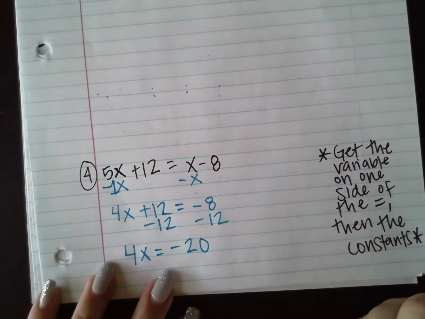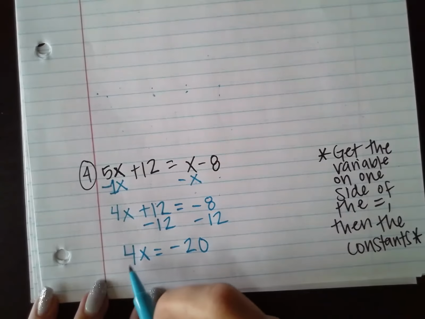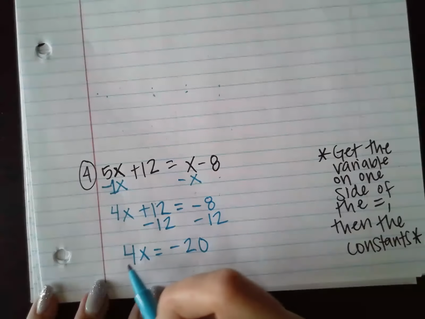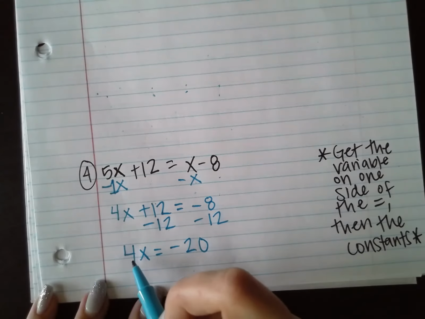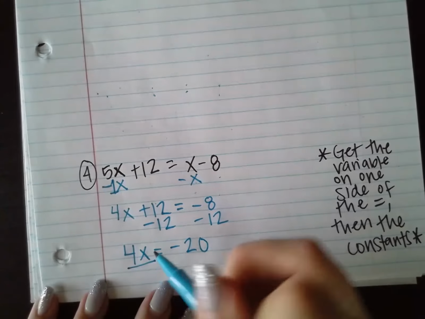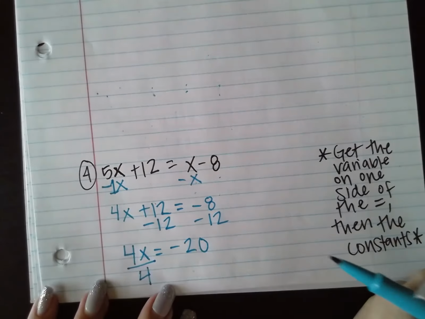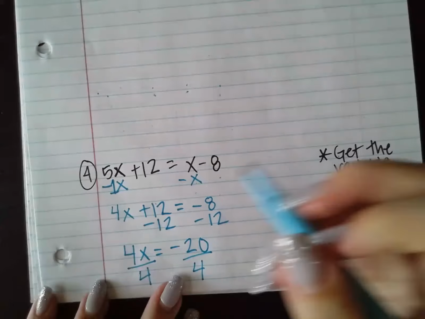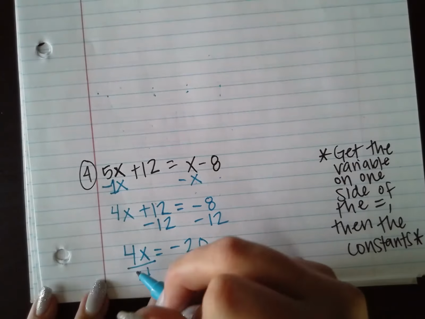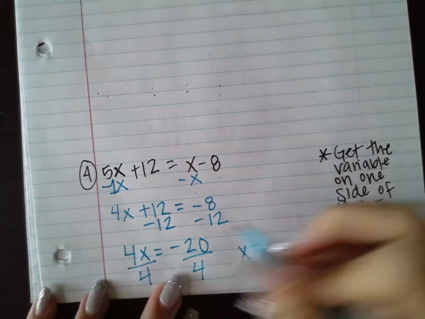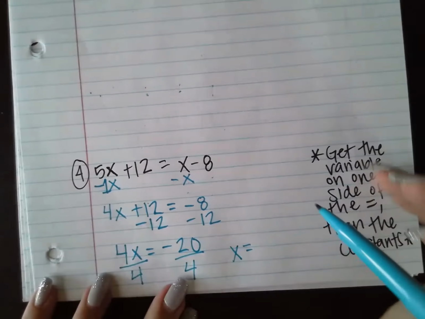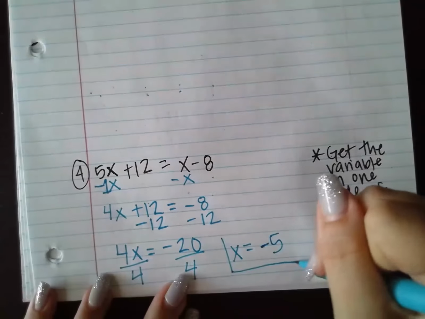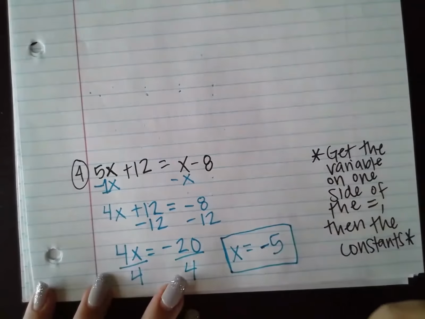That is negative 20. And then to get x by itself, I need to get rid of its bestie, its coefficient. So I'm going to do the inverse operation of what's being done here. So this is 4 times x. So the opposite of that is to divide, or the inverse operation is to divide. If I divide both sides of the equation by 4, 4 divided by 4 is 1. 1 times x is just x. Negative 20 divided by positive 4 is going to be negative 5. So x is equal to negative 5.